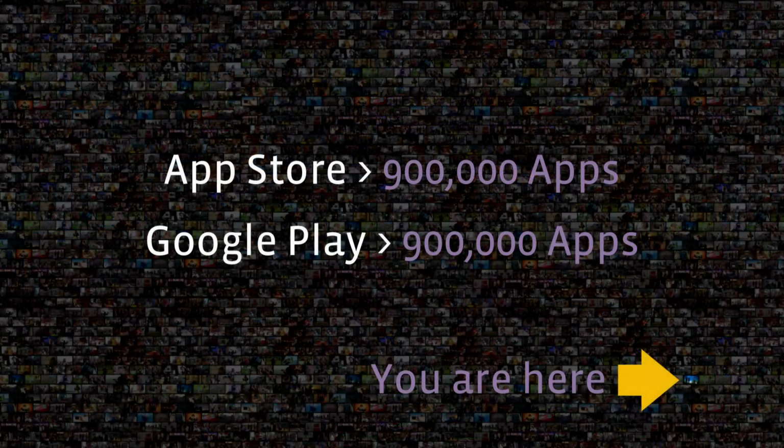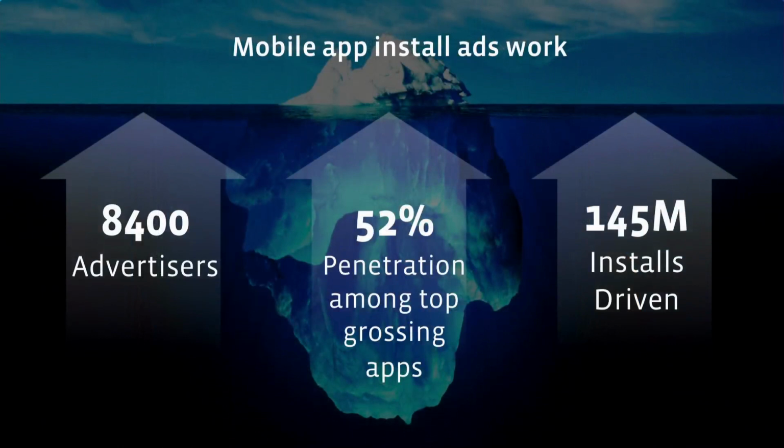So because of that, our product team about a year ago decided to create the mobile app install ads product to really help developers break through and get in front of the right users. And it turns out the product works, which is great. So to date, we've helped over 8,400 advertisers drive over 145 million installs. And in fact, many of the developers that I work with and Kevin works with are some of the top grossing developers. And we've found that over 50% of those top grossing developers are using mobile app install ads to really grow their business.